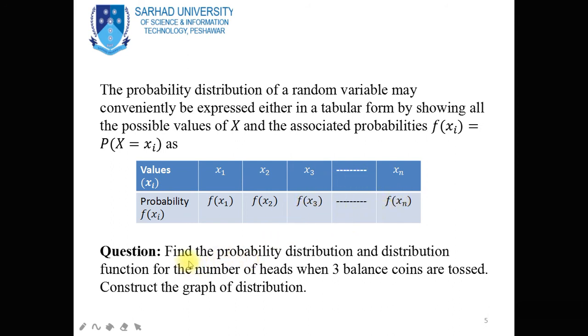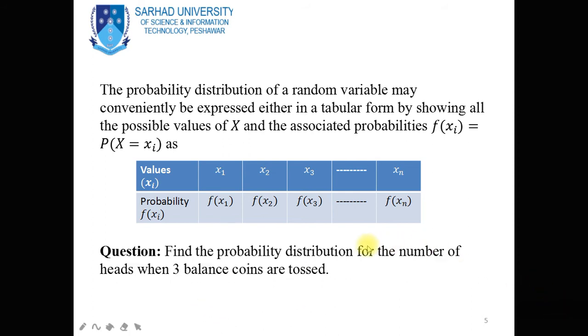For example, we have a problem to find the probability distribution and the distribution function for the number of heads when three balanced coins are tossed. Now, dear students, you see over here, to find the probability distribution, first of all, construct the table. The problem is to find the probability distribution, and for this, the random variable description is the number of heads. So this is our random variable. The number of heads is equal to capital X when three balanced coins are tossed.